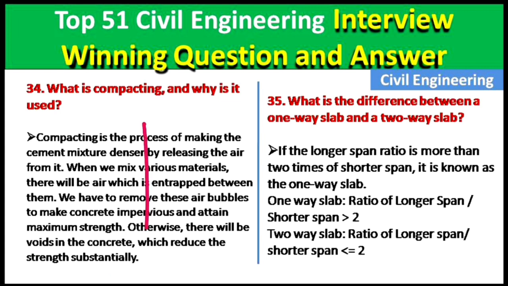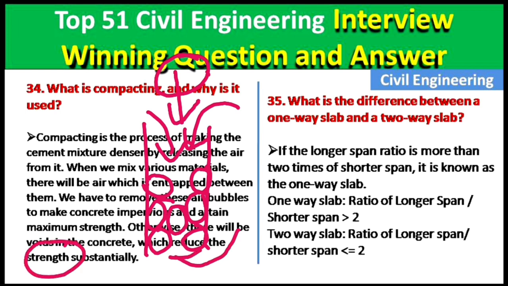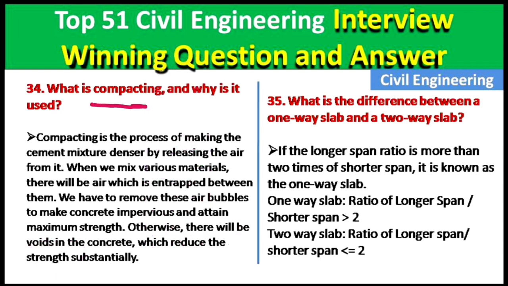Guys, in short we can see, if we have a column and we pour concrete in it, and if we don't compact it with the help of a machine or any rod, then there will be voids or gaps in the concrete between the steel rods and the concrete. Okay, so it may decrease the strength of the concrete and reduce the durability of the column. So in short we can say compacting is necessary for this reason.